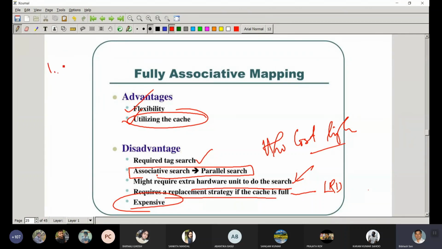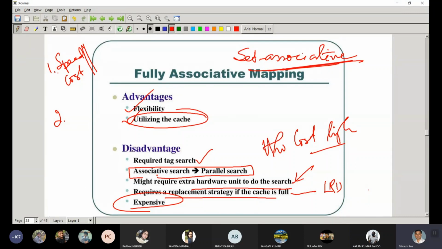One is speed. Sir, you can divide the cache into certain line blocks. Those line blocks will behave as fully associative, but there will be some property of direct mapping. So you are telling set associative mapping. Yes, and that is used in our modern day computers.